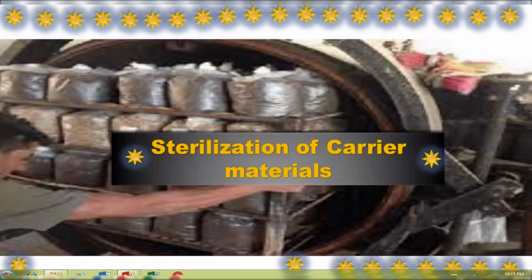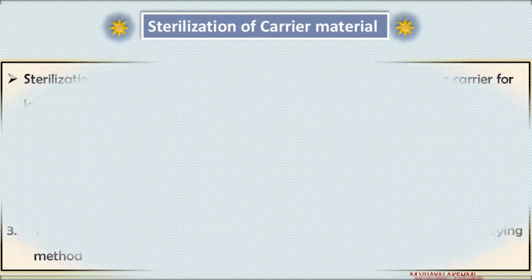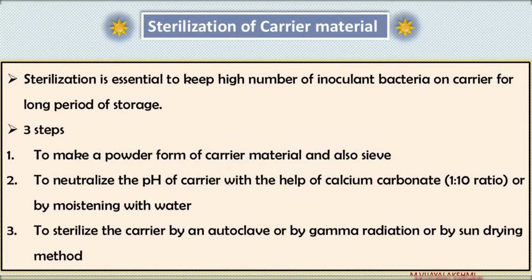Today's topic is about the sterilization of carrier materials. In the first slide, we discuss the sterilization process, particularly autoclaving. Autoclaving is the easiest way to remove pathogenic microorganisms, and pathogenic microorganisms easily spoil or contaminate the carrier material after packaging. That's why we must sterilize the carrier material.